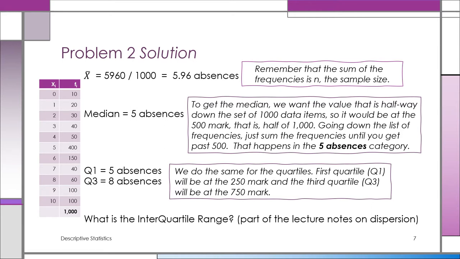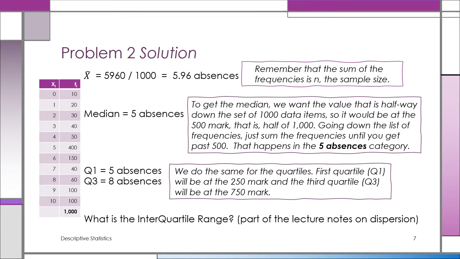And as a check, you can go in the other direction. Go backwards. Go up 500. 100 plus 100 is 200. Plus 60 and 40 is 300. Plus 150. So now we have 450 values. Going up, we have to go up 50 more. And guess what? We're again in the 5s. So that's two ways of getting the median. You go up or you go down, and you get the median.